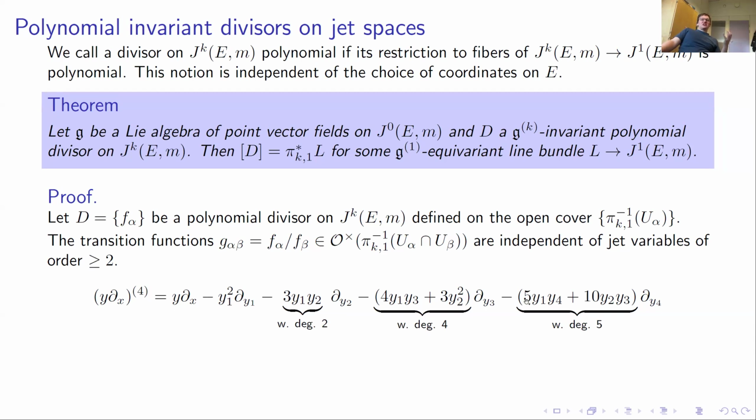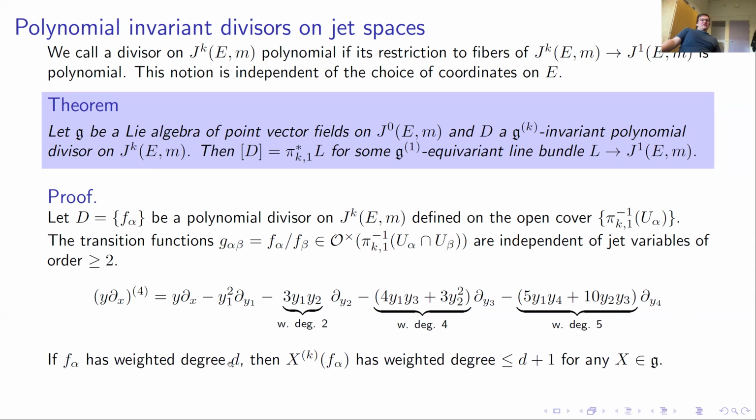So now if you imagine that you have a polynomial relative invariant, you apply, for example, this last term to the polynomial invariant, then this will reduce the weighted degree by 4, but then we have afterwards to add something of weighted degree less than or equal to 5, right? And this picture is general. I show only a simple example here, but in general, this term kills something of weighted degree k, and this adds something of weighted degree less than or equal to k plus 1. So if f alpha has weighted degree d, then xk applied to f alpha has weighted degree less than or equal to d plus 1 for any x in g.